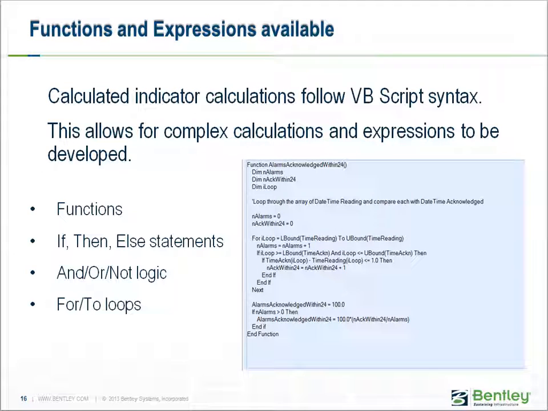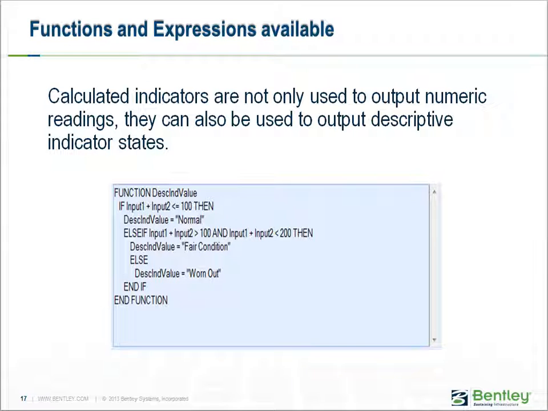Calculated indicators are highly versatile and can be used to manipulate data of different forms, numeric or descriptive. Because it follows VB script syntax, this allows for logic functions, if then else statements, and or not logic, for, to, or counting loops, among other things, to be used. This screenshot shows an example of the level of complexity the calculation can entail. Calculated indicators are not only used to output numeric readings, they can also be used to output descriptive indicator states, as seen in the screenshot here.